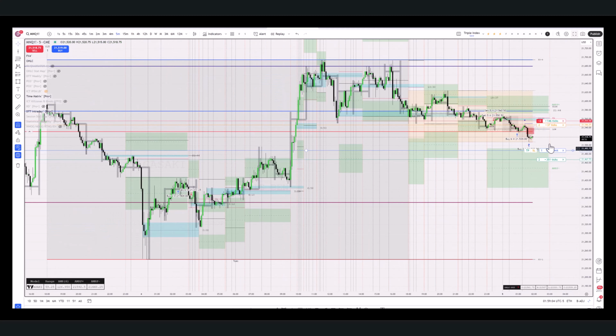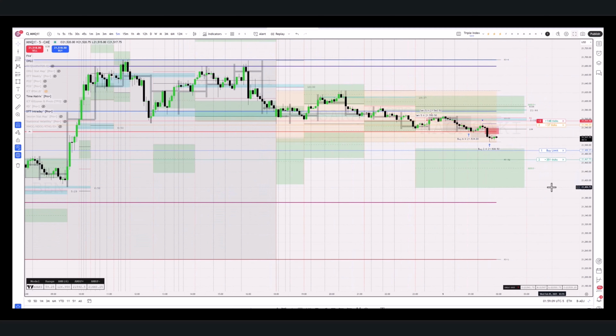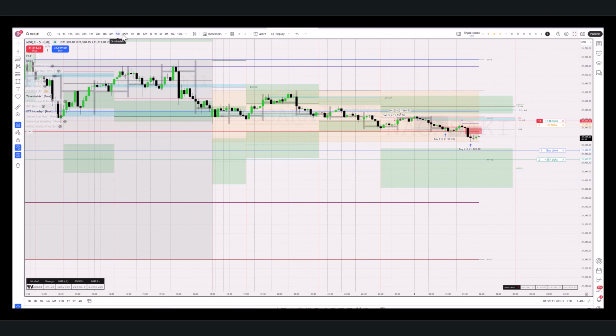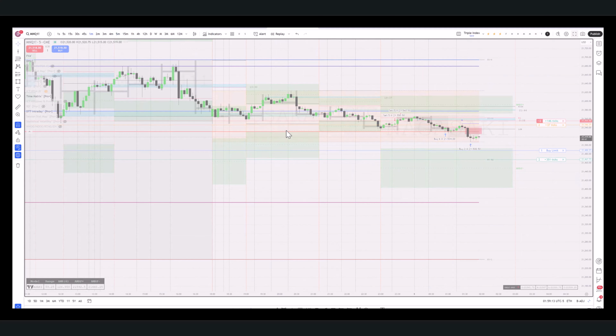I expected to chop around in here. London open in 1 minute. I was coming for the macro. What's it look like on the macro time?